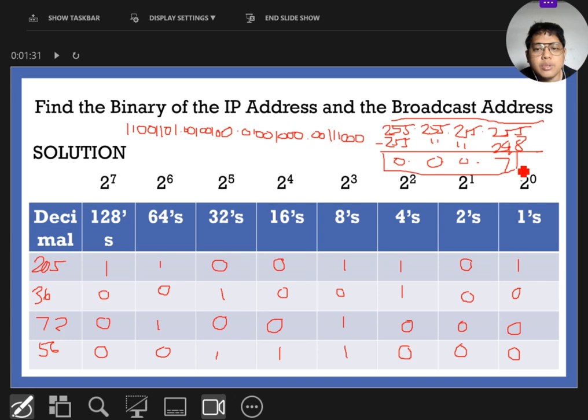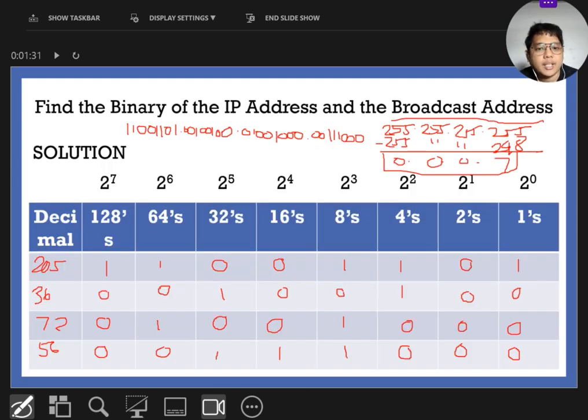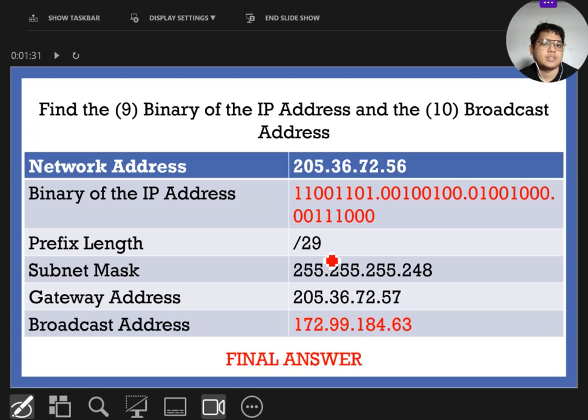Then we need to add this to our network address to get the broadcast address. So we have 205.36.72.56 plus 7, 63. So this is our broadcast address.